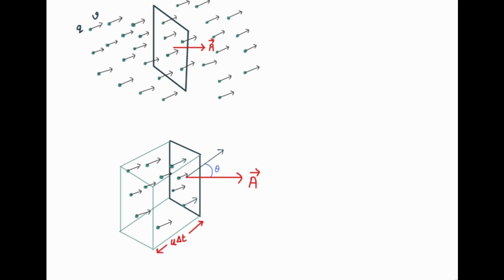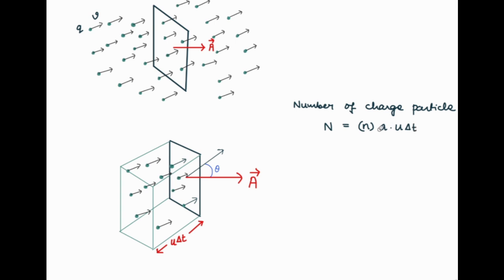So over here we can say that the number of charged particles which will be crossing through this volume, capital N, can be written as n into the volume of the prism. The volume of the prism is base into altitude, so over here we are writing it as A dot u delta t. So this is the core aspect of the problem.